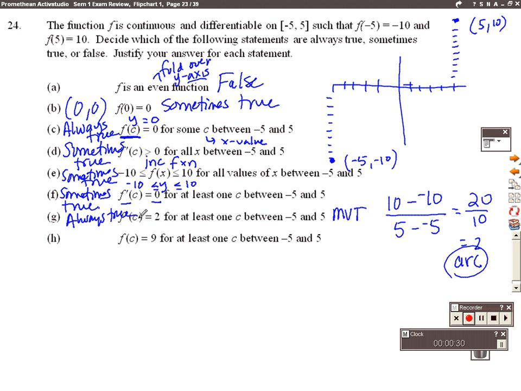I've got 30 seconds. There is a y value of 9 somewhere between negative 5 and 5. Well, of course, that has to be true. If I'm going to get to 10, I have to go through 9. So this is always true.